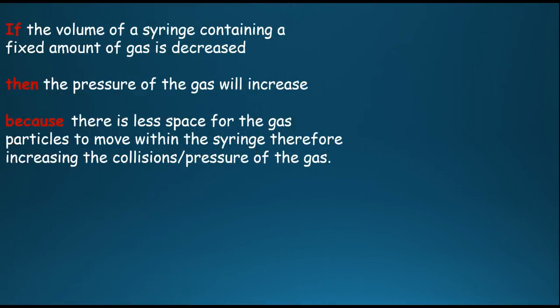So let's take a look at an example here. If the volume of a syringe containing a fixed amount of gas is decreased, so that's what you would do. You would physically decrease the amount of gas that you have in the syringe. So what's going to happen? Then the pressure of the gas will increase. We have the prediction. Because, and now the explanation, there is less space for the gas particles to move within the syringe, therefore increasing the collisions or the pressure of the gas. If, then, because.